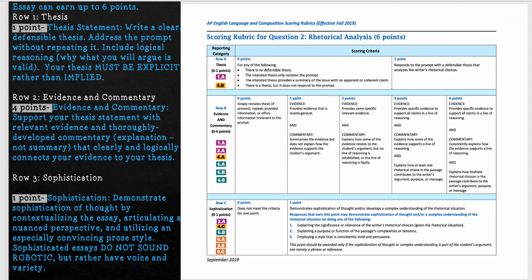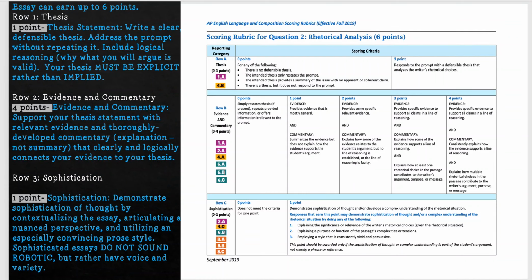Row 2, for the evidence and commentary, to earn the 4 points, you are providing specific evidence that supports your thesis and every single other claim that you make. You are not really addressing a counterclaim in this piece because it's not a traditional argument in that sense, but you are acknowledging that there are different choices that the writer of the text has made, and you are explaining and providing evidence for those choices, completely and thoroughly thinking out loud in terms of why those choices contributed to a successful conveyance of the writer's message.